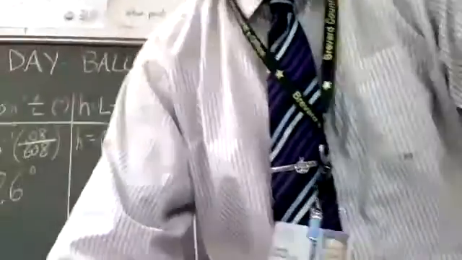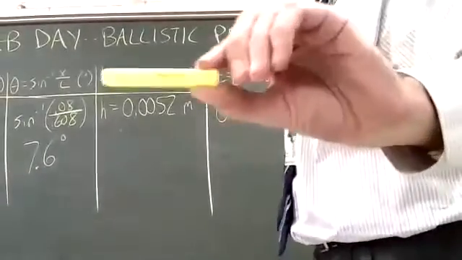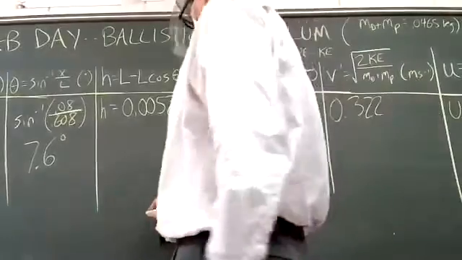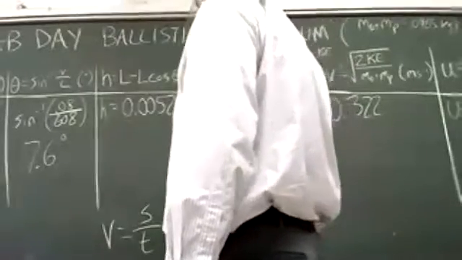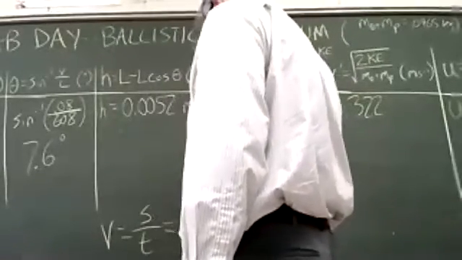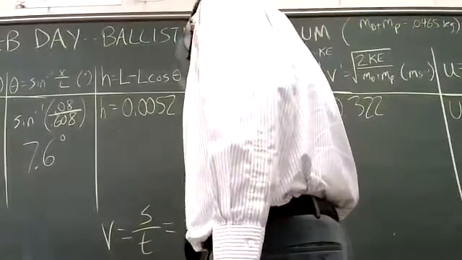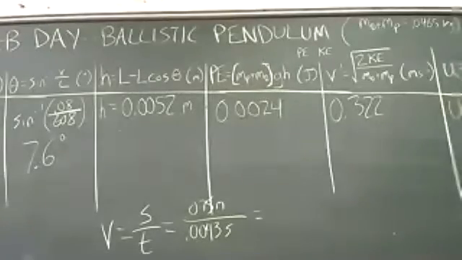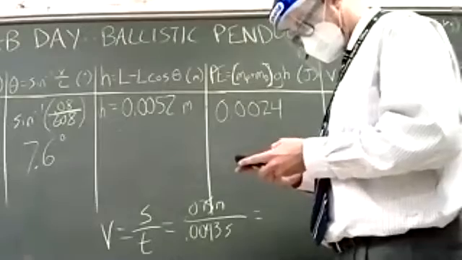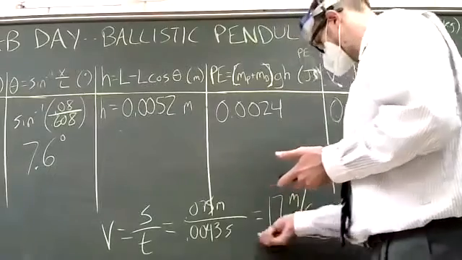Meet me over here at the chalkboard. Okay, good. We have a velocity, which is a displacement divided by a time, which was a displacement of 7.5 centimeters, so 0.075 meters per 0.0043 seconds. .17 meters per second. All right.